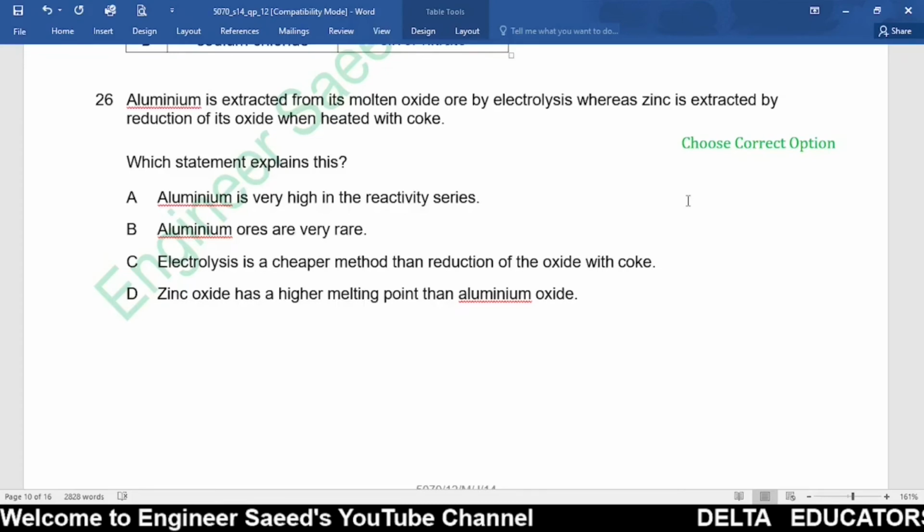What is given in other options? B. Aluminum ore is very rare. Whether aluminum ore is rare or not, there is no relation with the electrolysis or with the extraction. So B is incorrect. D. Zinc oxide has a higher melting point than aluminum oxide. Whether the melting point is high or low, it is not related to extraction by electrolysis. So D is also incorrect. Correct option, option A, aluminum is very high in the reactivity series.